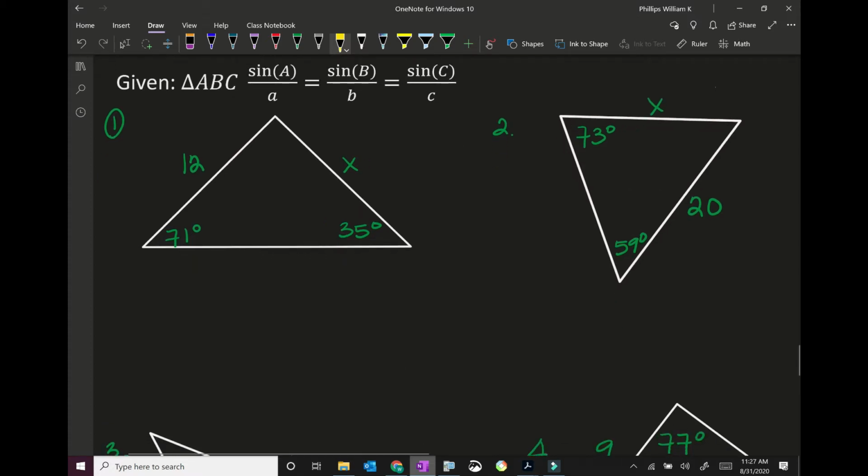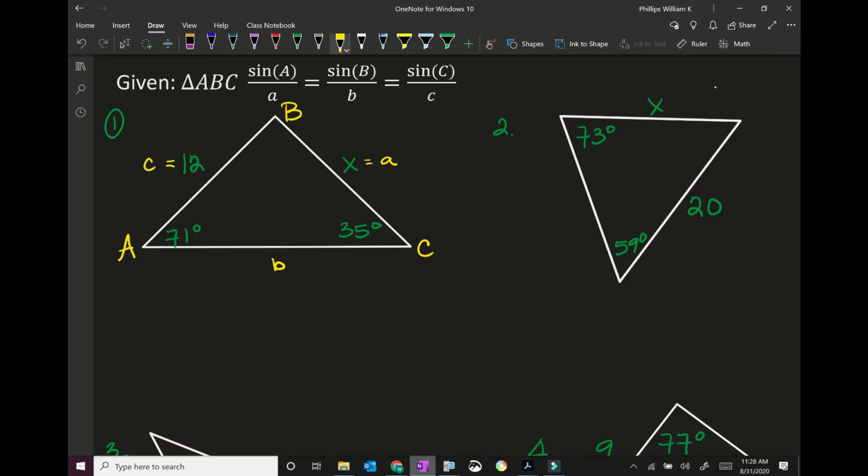So the first thing we're going to want to do here is, it says given ABC, let's go around and label the vertices of our triangle. And then across from angle A will be leg A, across from angle B will be leg B, and across from angle C will be leg C. Angles are always defined with the capital letters, and legs are always defined with the lowercase letters.